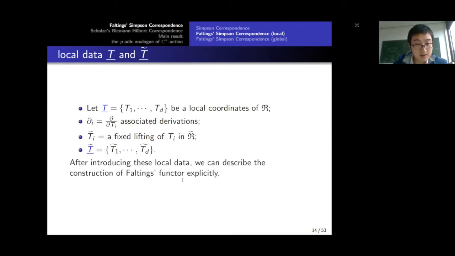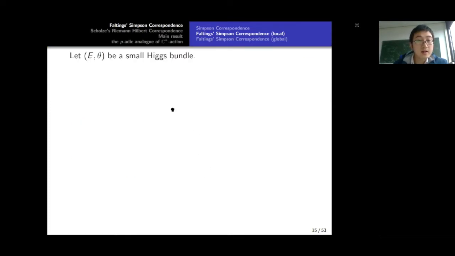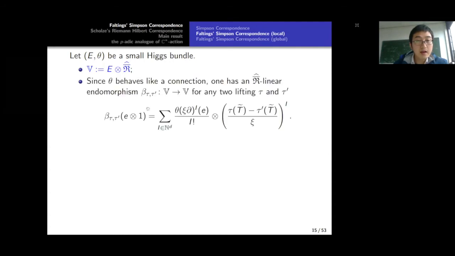Once we have this local data, we can construct the Faltings' functor as here. Let (E, θ) be a small Higgs bundle. We define the underlying module of a generalized representation to be the underlying module of the Higgs bundle tensored with R bar hat. And since this θ behaves like a connection, we can define an endomorphism β_{τ'} from V to V for any two liftings. The endomorphism is defined by this formula.